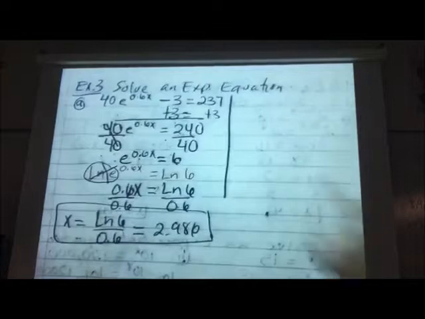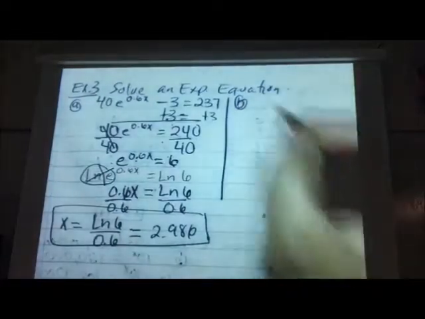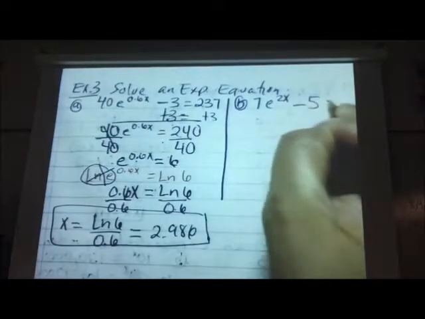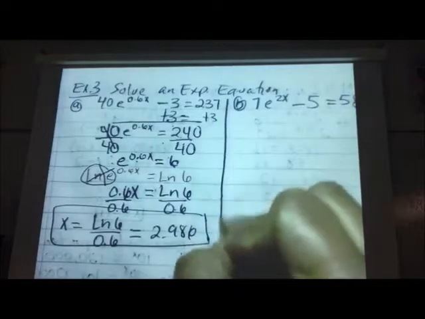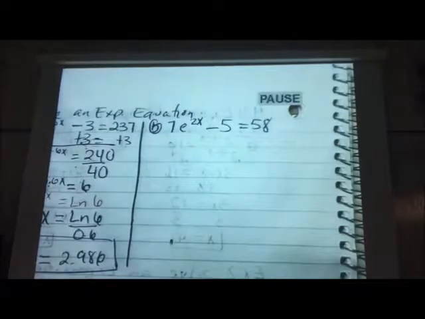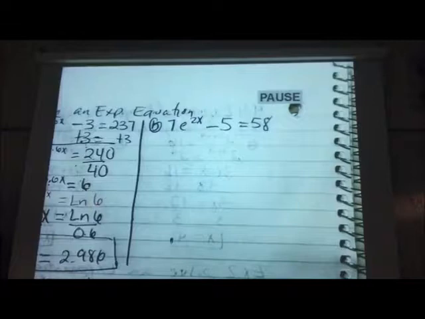Okie dokie. Please try this one on your own. 7e. Sorry, there it is. So it's the same type of problem. The one on your assignment is actually easier than this, but if you understand this, you're going to be just fine. You will survive. So start doing the steps. I'm going to pause this. Do a step or two, unpause.